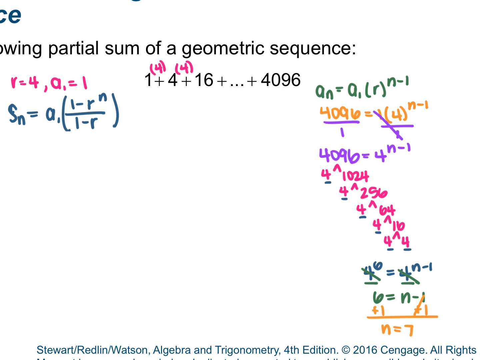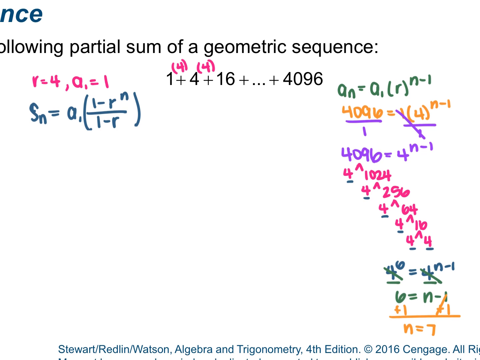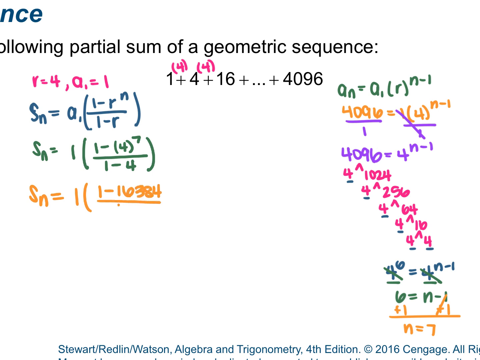So if we do that, we're going to have the partial sum. So S sub n is equal to a sub 1, which is 1, times 1 minus r, which is 4, to the power of n, which we said is 7, over 1 minus 4. That 4 to the 7th power gives us 16,384. So we're going to have S sub n is equal to 1 times 1 minus 16,384 over 1 minus 4. So we're just going to simplify this.